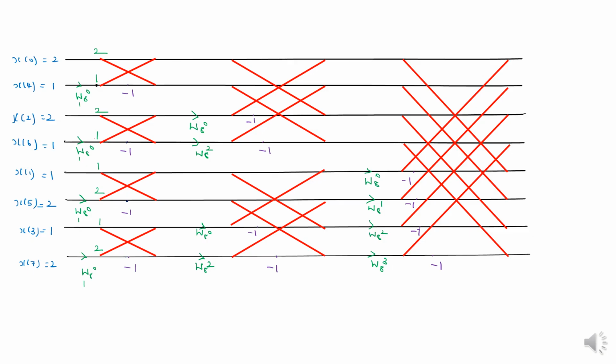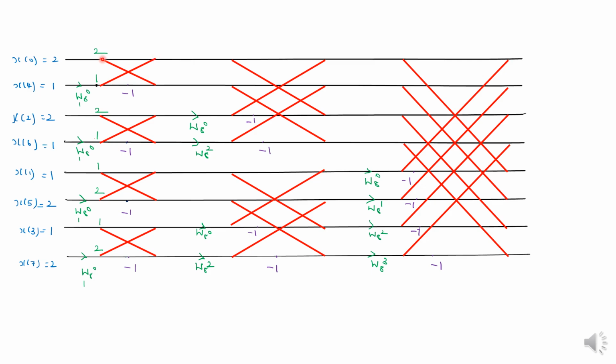After marking the input, we need to find the output of stage 1. So how do we find the output at this particular point? When we look at this particular point, it is connected by this line and it is connected by this line.